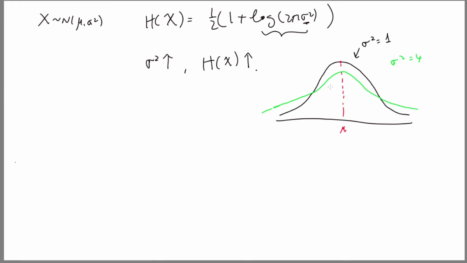So the width is determined by the variance parameter. As you increase sigma squared, the normal distribution gets flatter and flatter, and in the extreme case, if you take sigma squared to be infinite, you basically just get a flat line, right?